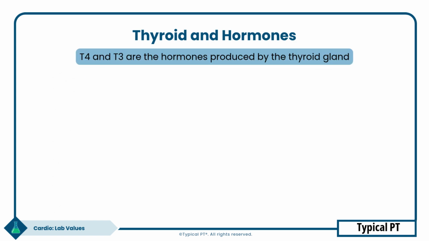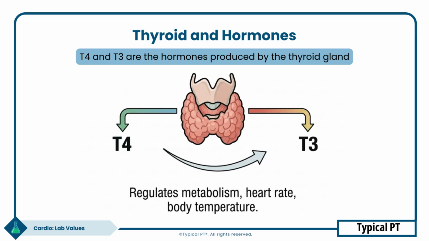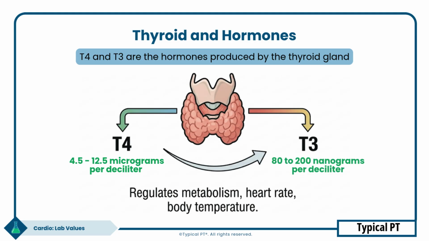T4 and T3 are the hormones produced by the thyroid gland. T4 is converted into T3, which is the form that regulates metabolism, heart rate, and body temperature. T4 normal is 4.5 to 12.5 micrograms per deciliter, and T3 normal is 80 to 200 nanograms per deciliter.